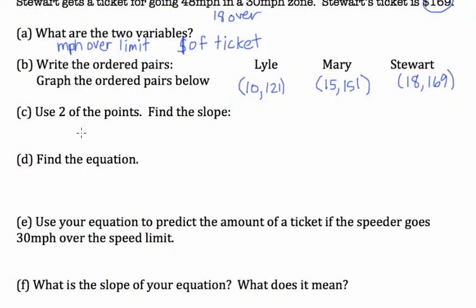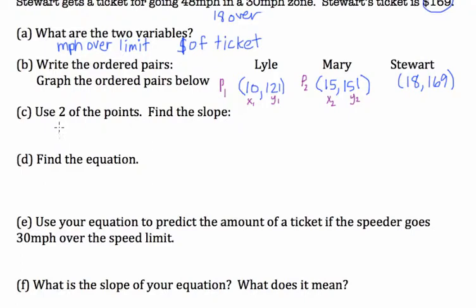Part C, use 2 of the points. Find the slope. Okay, I'm going to pick point 1 as Lyle and point 2 as Mary. So that means the 10 is the x-coordinate of point 1 and 121 is the y-coordinate of point 1, x1 and y1. Point 2 is x2 and y2. I could have done any of these points. I could have done Mary and Stuart. I could have done Lyle and Stuart. I just need 2 points that I know are on my line.